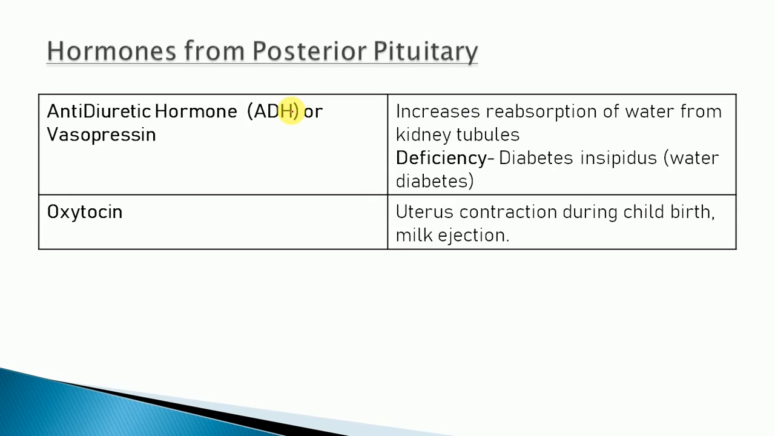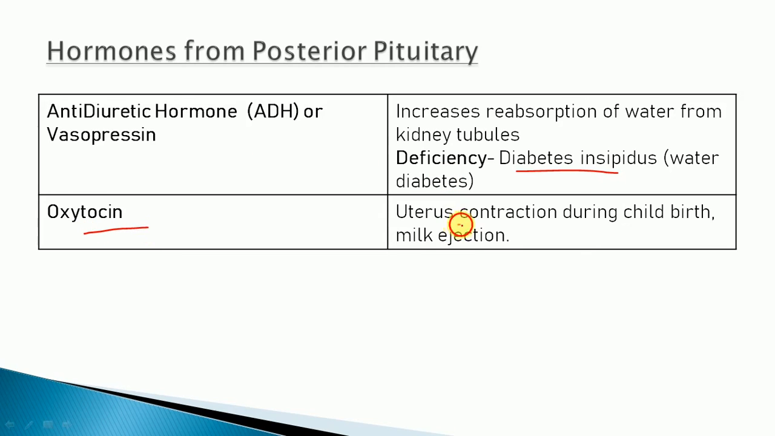Now if antidiuretic hormone is not secreted or it is deficient, what will happen? It can lead to a condition called diabetes insipidus, means water is not reabsorbed from the nephron. As a result, water will remain in the urine, and there will be a condition called water diabetes, means you will see urine full of water. That is diabetes insipidus. Next is oxytocin.